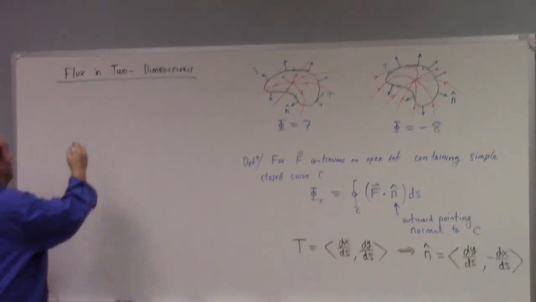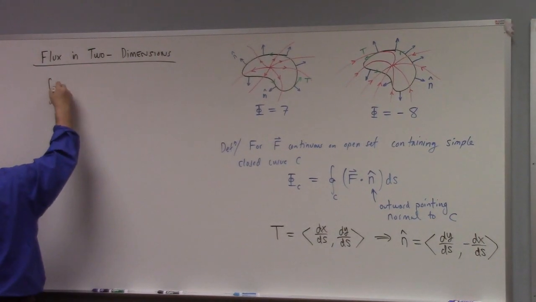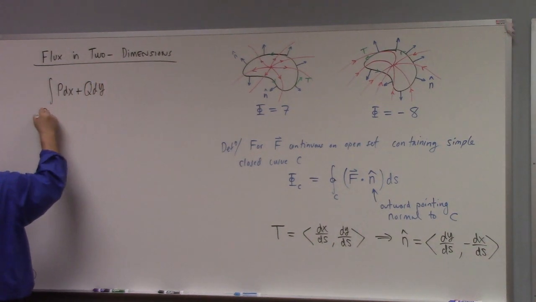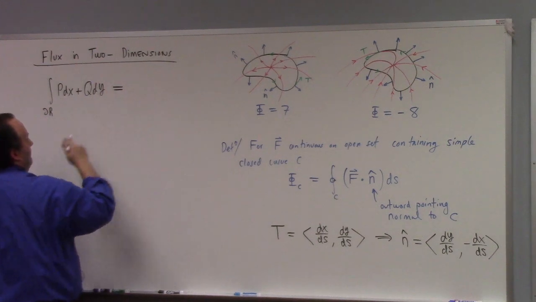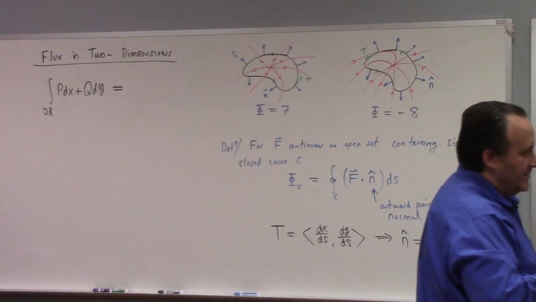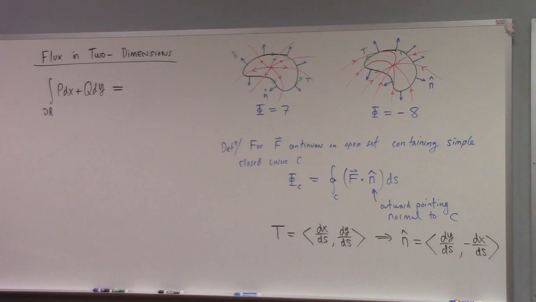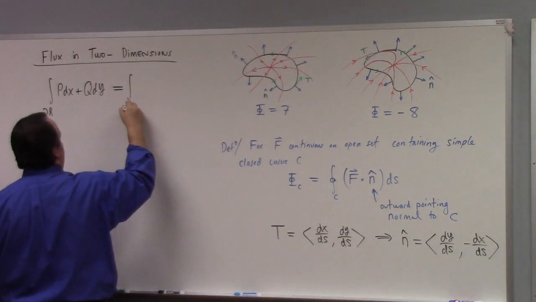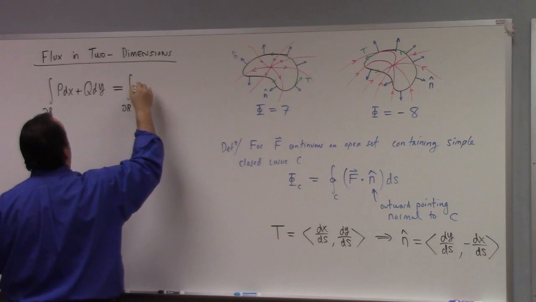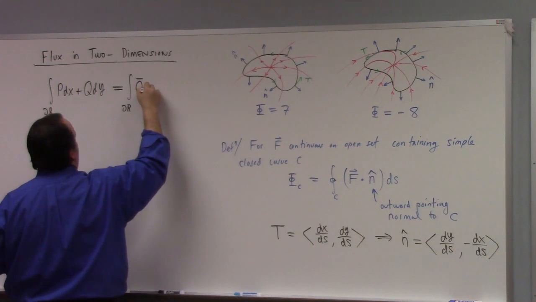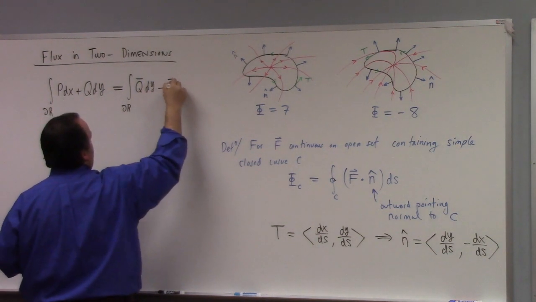All right, so let's try this out. I've got the integral of P dx plus Q dy over the boundary of some region. I want to rewrite that in the divergence form. So let's see here. This is really the same as the integral over the boundary of the region of, let's say, Q bar dy minus P bar dx, right?